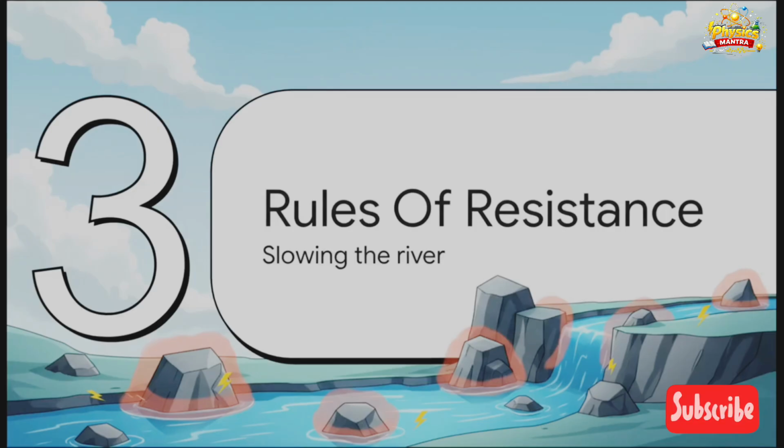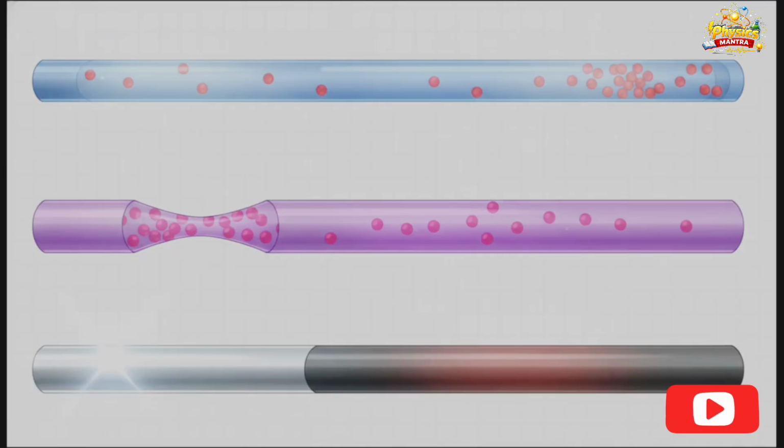Which brings us nicely to section 3, the rules of resistance, slowing the river. Every river faces obstacles, right? You've got rocks, sharp bends, narrow channels. As electrons travel, they aren't just cruising through empty space.